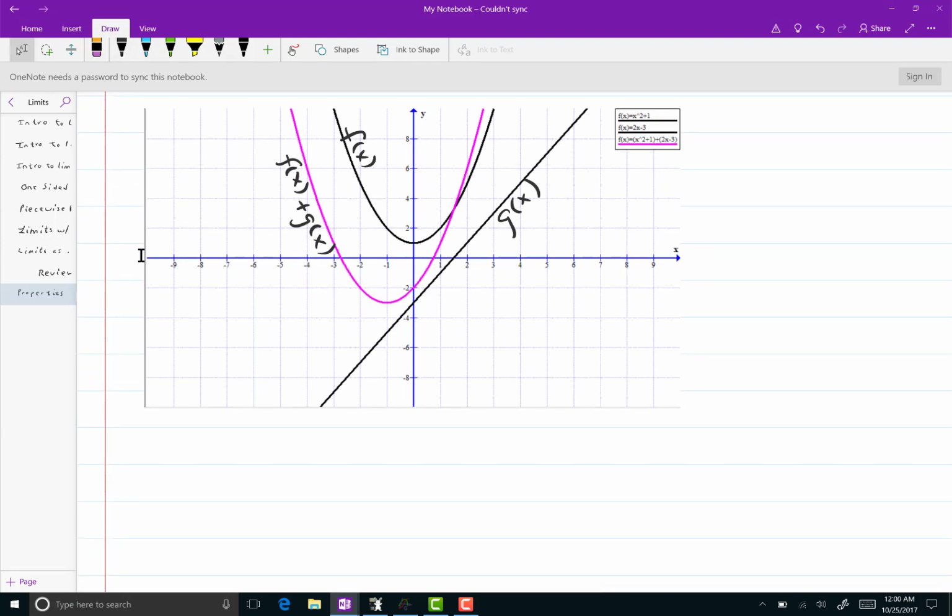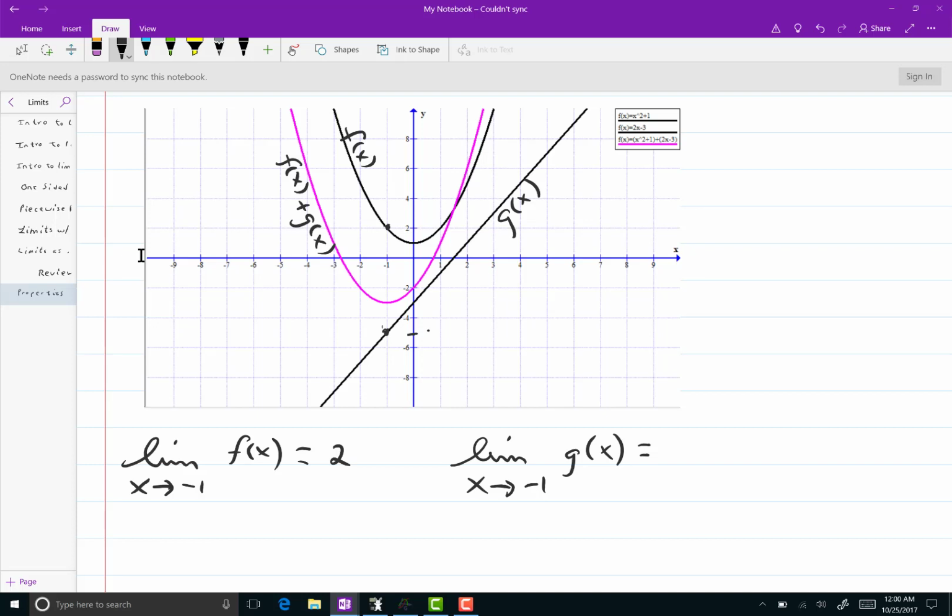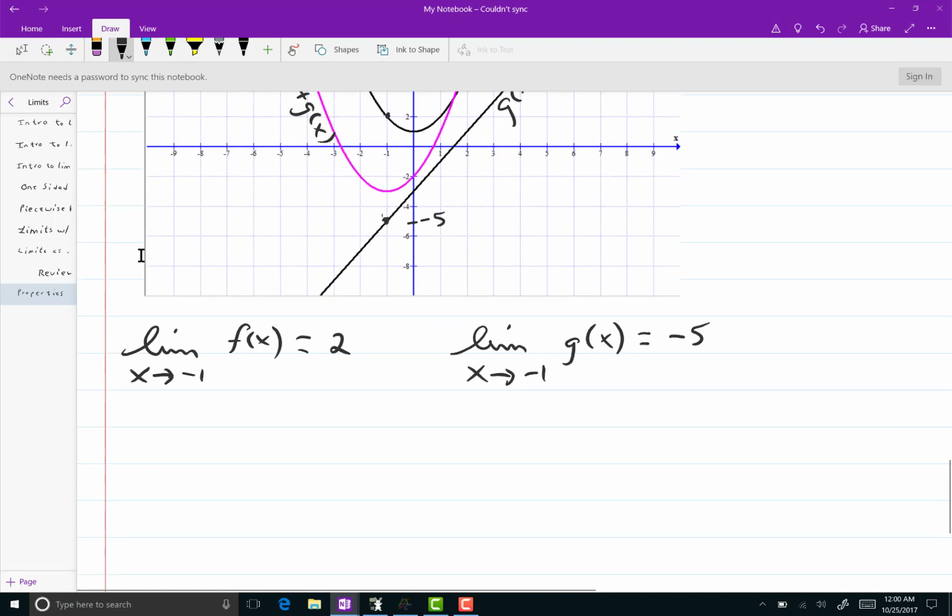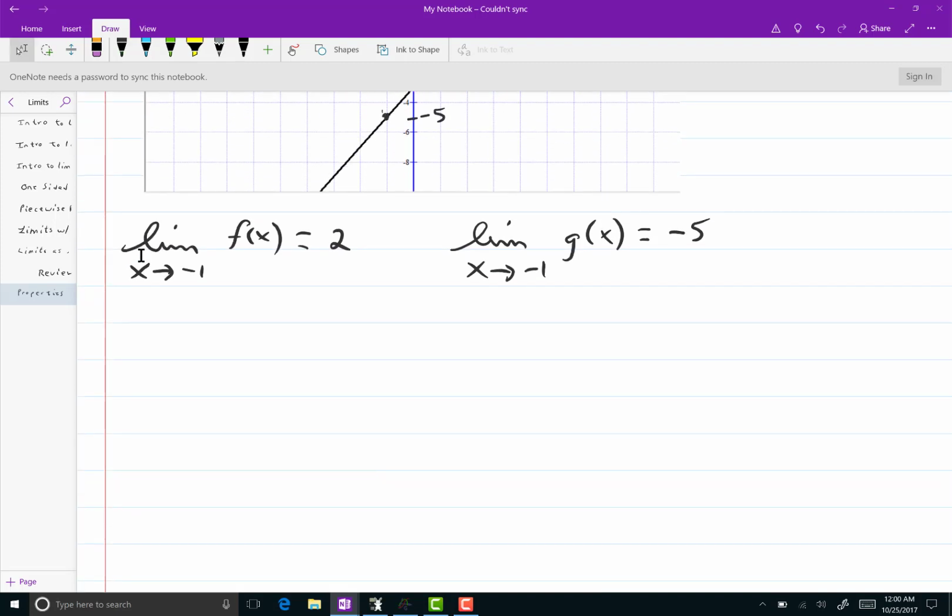Now look at x going to negative 1 for f of x. We already did this, but just to remind you, look on the graph. There are no holes or breaks or anything like that, so I can just read off the y value. At the point negative 1, 2, the y value is 2. So the limit as x goes to negative 1 of f of x is 2. For g of x, x equals negative 1 corresponds to y equals negative 5. So the limit as x goes to negative 1 of g of x is negative 5.